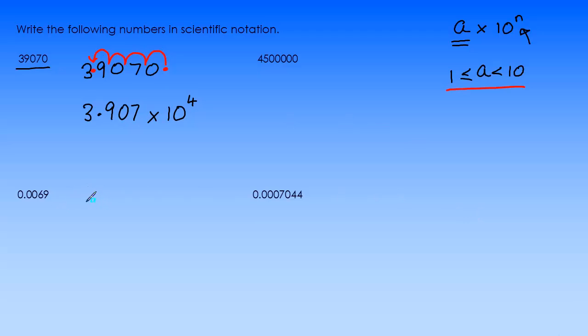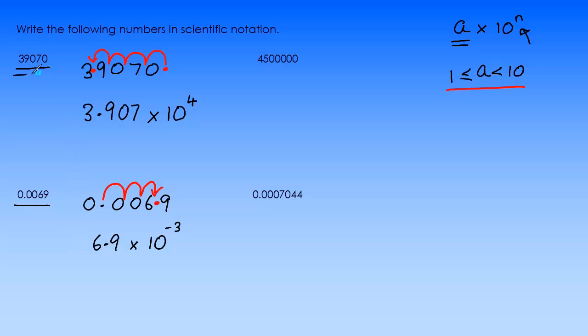So if we look at this one here, 0.0069, what we need is for the decimal point to actually be here, so that we can write our number in this form. So we go 1, 2, 3 places. So we have 6.9 times 10. Now we went 3 places, but this time it's negative 3 because our original number is less than 1.